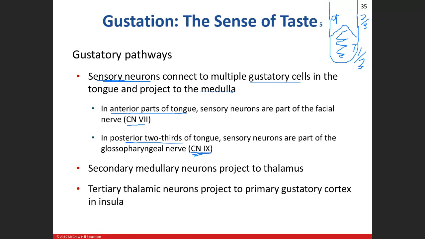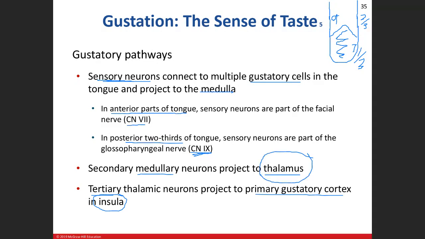And so they're going to carry the taste sensations on their primary neuron all the way to the medulla, where the primary neurons will synapse onto the secondary neurons. Real easy pathway. The secondary neurons go up to the thalamus. And then from the thalamus, we know this story, it's as old as time. From the thalamus, the tertiary neuron goes to the primary gustatory cortex. Where? In the insula.